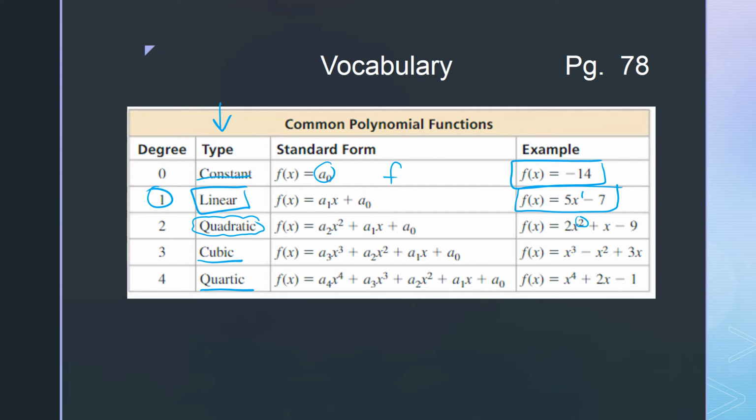So you would call this a cubic because it has a degree of 3. The largest exponent is 3. And here's an example of what that would look like. So just kind of take that in for a minute.